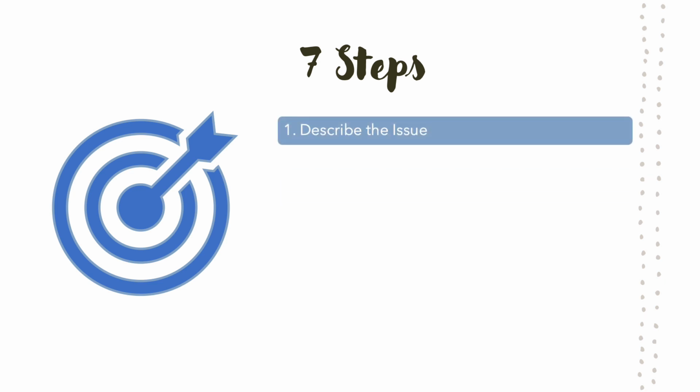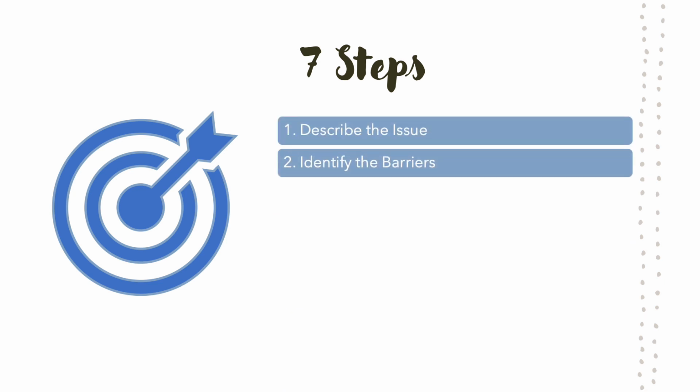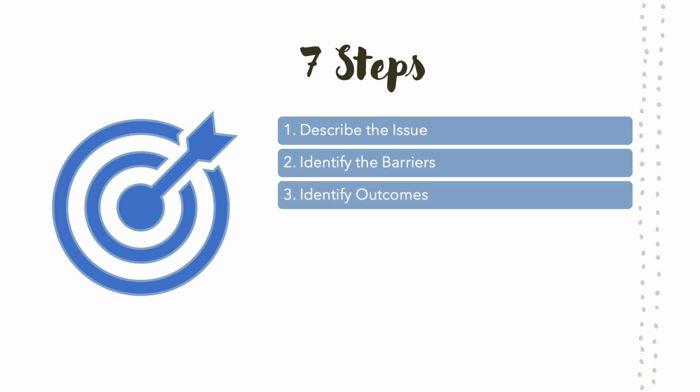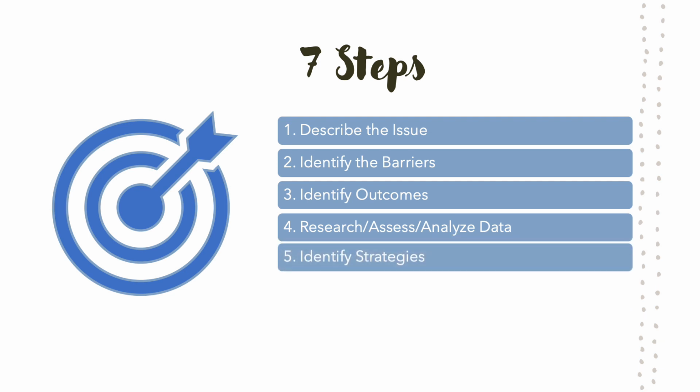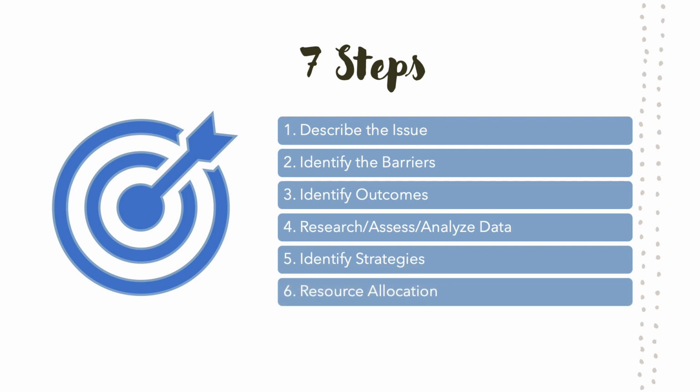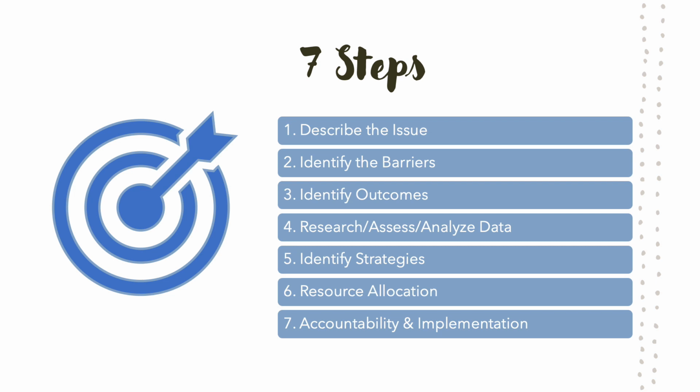Step 1, describe the issue. Step 2, identify the barriers. Step 3, identify the outcomes. Step 4, research, assess, and analyze data. Step 5, identify the strategies. Step 6, resource allocation. And Step 7, accountability and implementation.